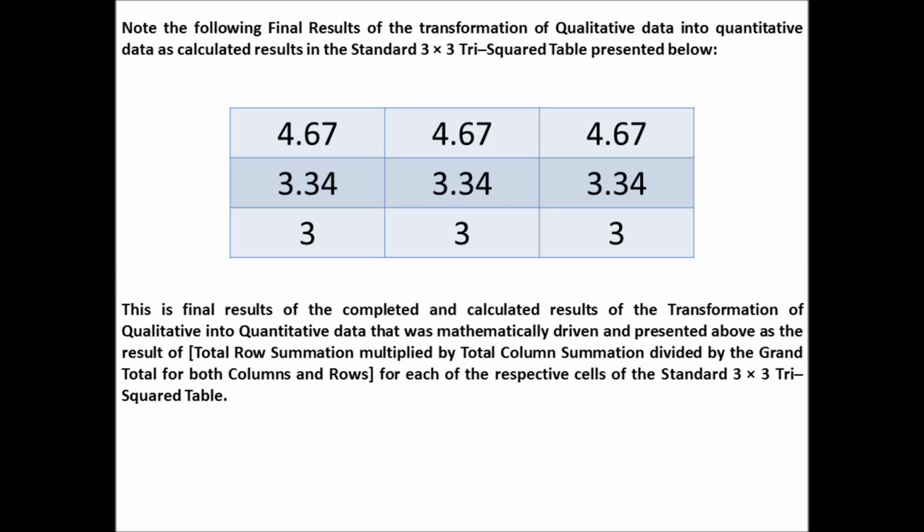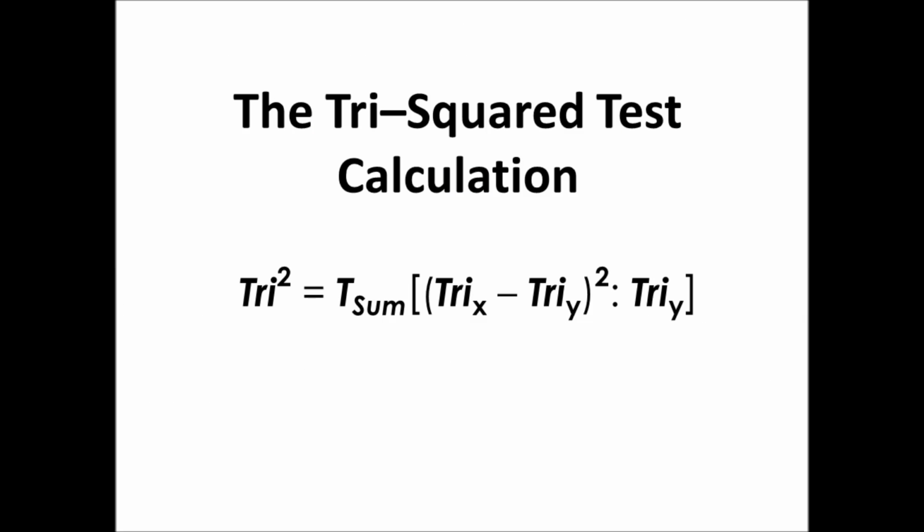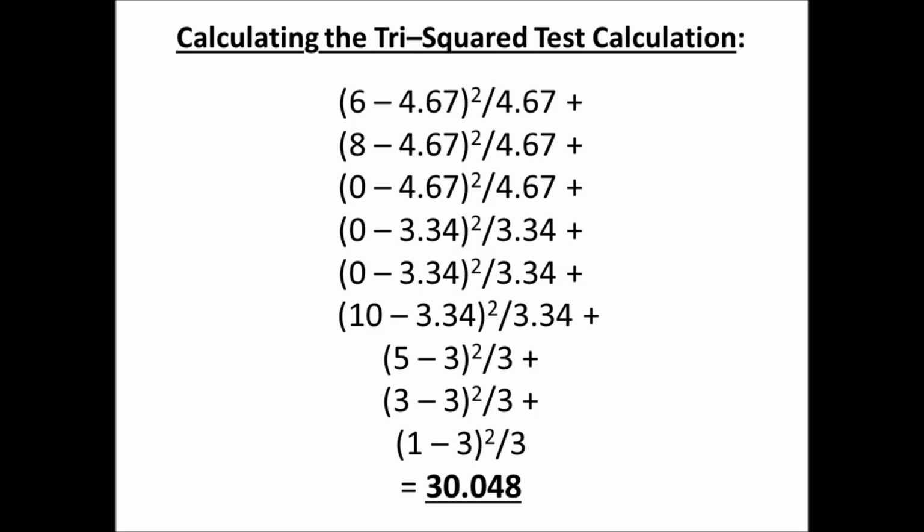Okay? Last step. This is where chi-squared comes in. You take that outcome data, subtract it from the initial quantitative data, square it, and divide by it, then add it all up. Our outcome is 30.048. Is that bigger than 0.484? Rejecting the null hypothesis. This goes this way.